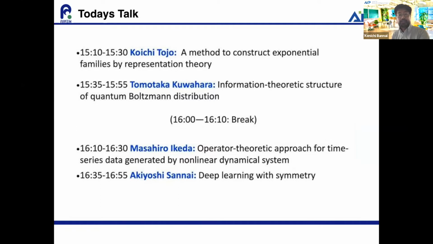So Tojo-san, who started out doing representation theory in pure mathematics, will talk about his method to construct exponential families by representation theory. And Kawahara-san, whose background is in physics, has been working on very important work concerning very basic theoretical aspects of quantum computing and maybe in the future quantum machine learning. He just recently received the Obu Prize for his work. So I think this is a very exciting new development in this field.